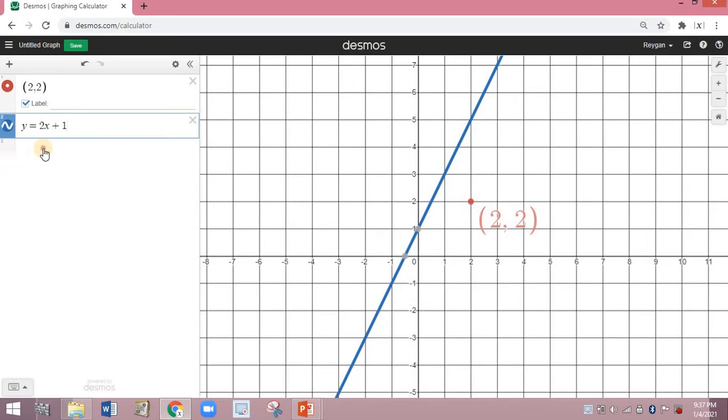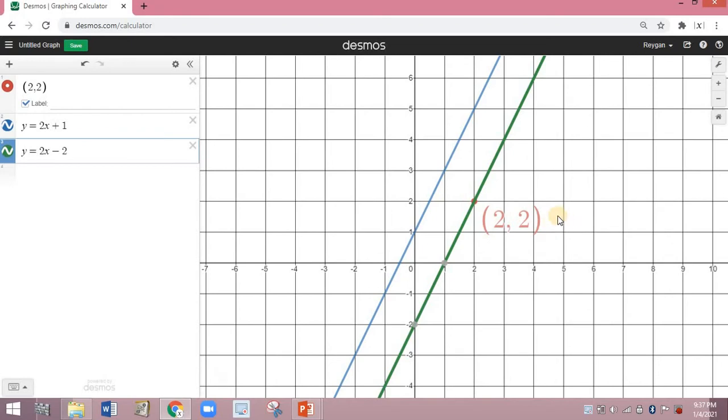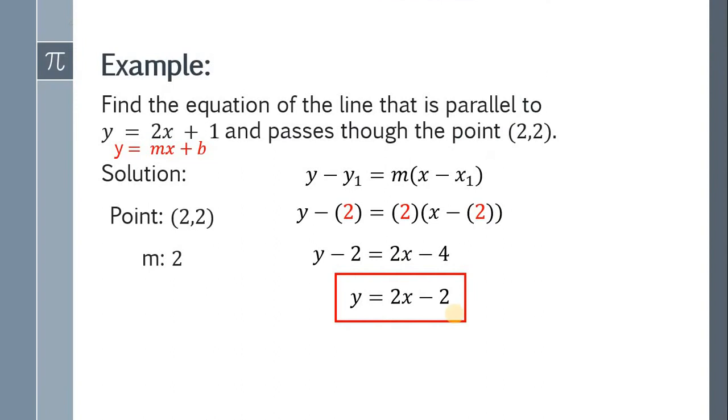And yung nakuha nating sagot is y equals 2x minus 2. So as you can see, yung ating green line na y equals 2x minus 2 ay parallel dun sa kulay blue na given natin and dumaan siya sa point na (2, 2). So ano ibig sabihin? Our answer is correct. So now let's move on to the second example.